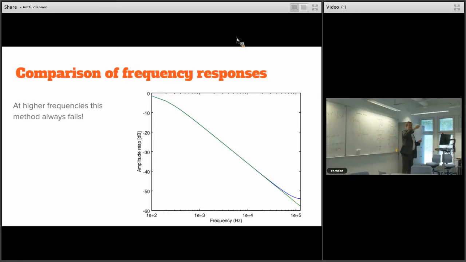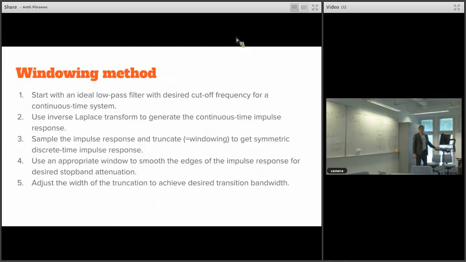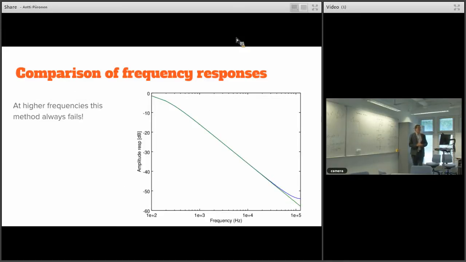Basically, with this impulse response truncation method, you always get a little bit of error at the end of the spectrum; the response is a little bit off, depending on the sampling rate, how much off it is. So yeah, for curiosity, it's okay to use this kind of simple truncation method.